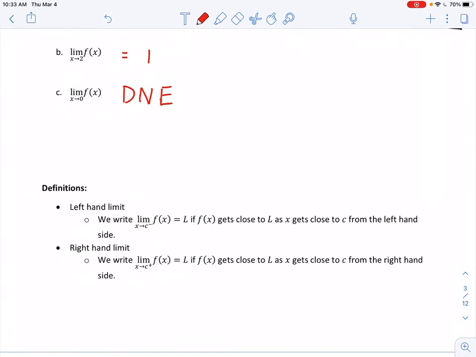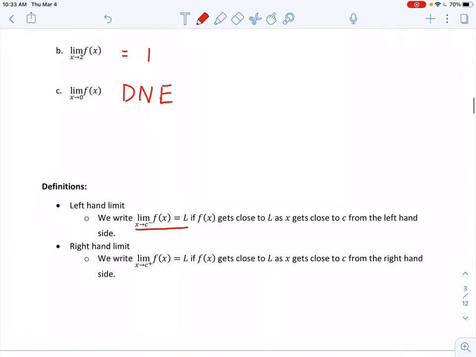So the limit as x approaches c from the left-hand side of f of x is equal to L if f of x gets close to L as x gets close to c from the left-hand side. Right-hand limit is defined very similarly, but in this case, rather than a little minus sign, I'm going to have a little plus sign to denote that this is a right-hand limit. So we write limit as x approaches c from the right-hand side of f of x equals L if f of x gets close to L as x gets close to c from the right-hand side.